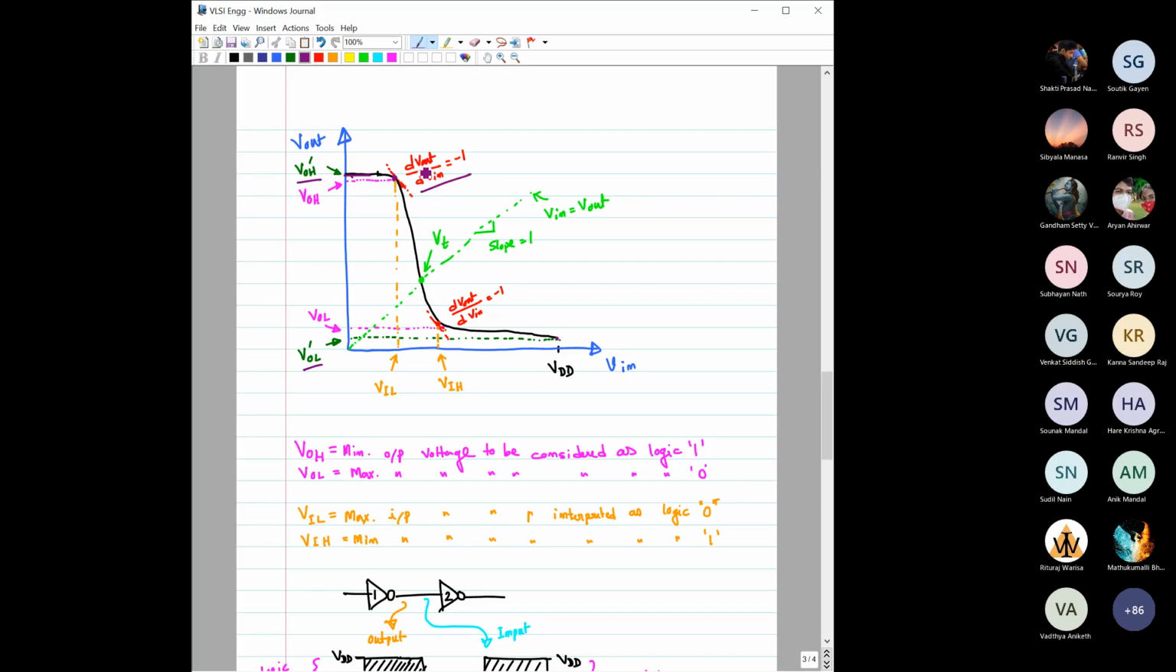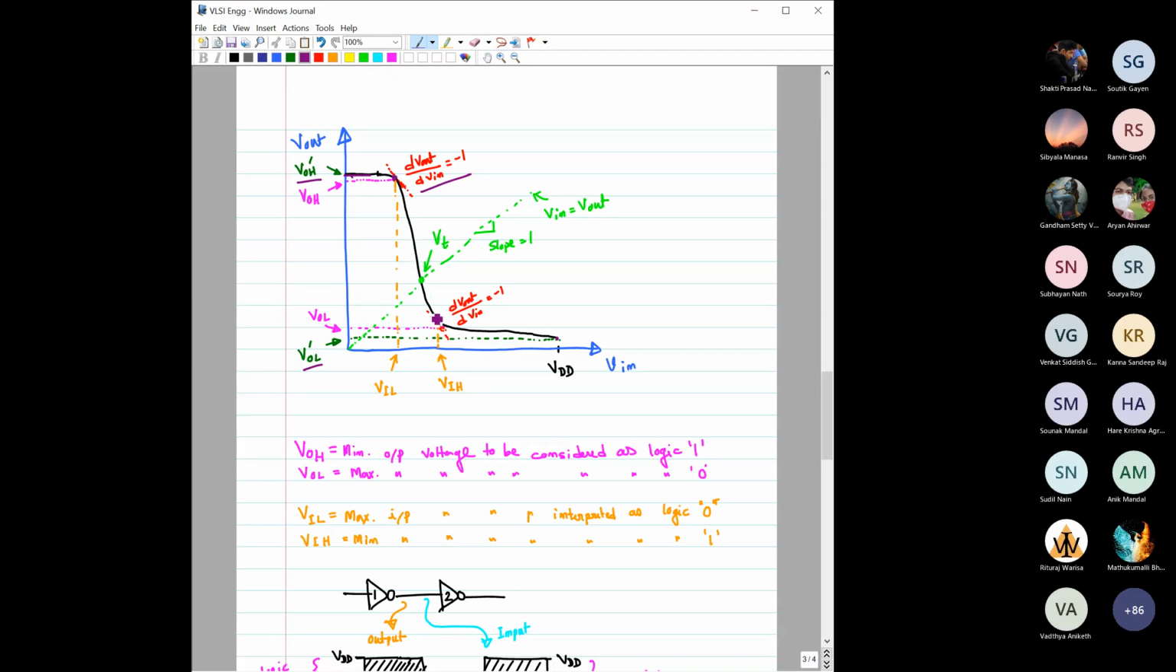I have written it here, right? dVout/dVin is equal to -1 for this point, right? So this is exactly at -1 here. Now, if you keep on increasing this Vin, the slope will further increase, right? And it is increasing, right?